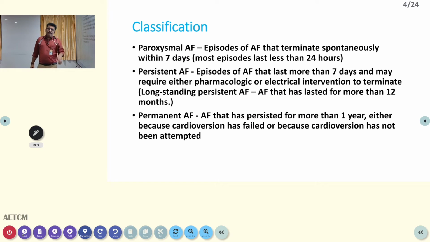Now, if you see the classification of atrial fibrillation, there are three important classifications.